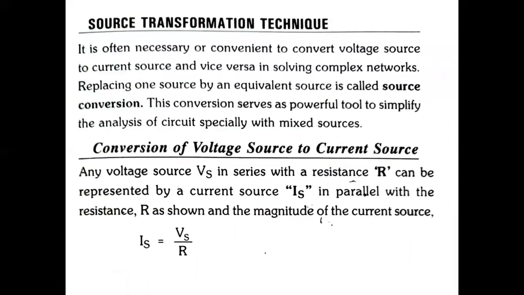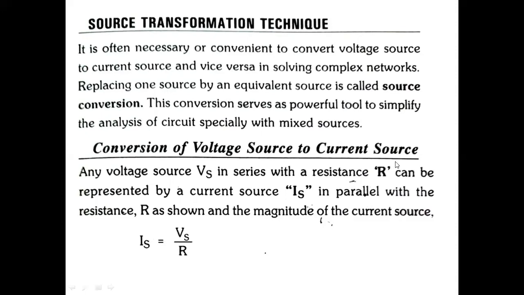Next, source transformation. Replacing one source by an equivalent source is called source conversion. It is often necessary or convenient to convert a voltage source to a current source and vice versa in solving complex networks. So replacing one source by an equivalent source is called source conversion.